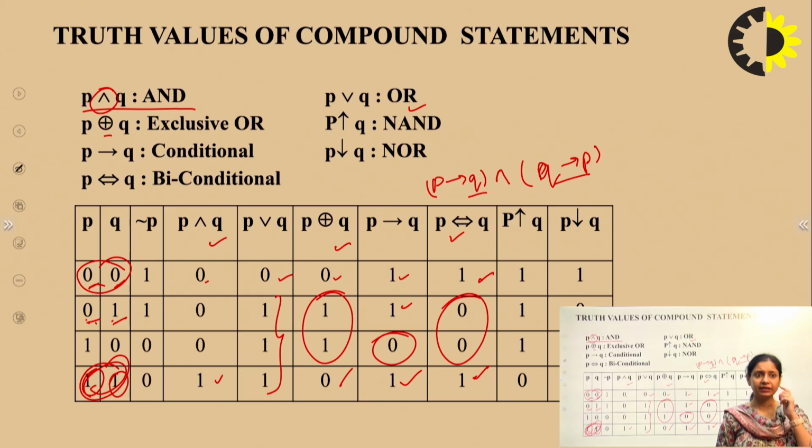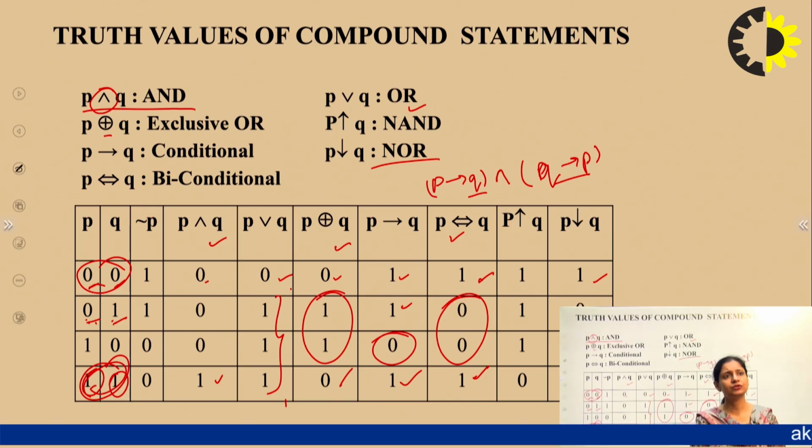Then we have NAND, that is not of AND. Not of AND is just the negation of this. So, here P and Q is 0, 0, 0, 1. NAND would be 1, 1, 1, 0. Similarly, for NOR, we have the negation of OR. So, here we have 0, 1, 1. Here would be 1, 0, 0. So, this is how we find out the truth values of any compound statement that is given.